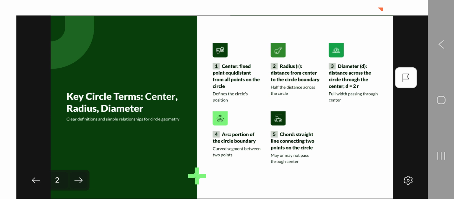A fourth term is arc. An arc is a portion of the circle boundary. It's a curved segment between 2 points. Our last vocabulary term, I think, is chord. A chord is a straight line connecting 2 points on a circle, so it may or may not pass through center.